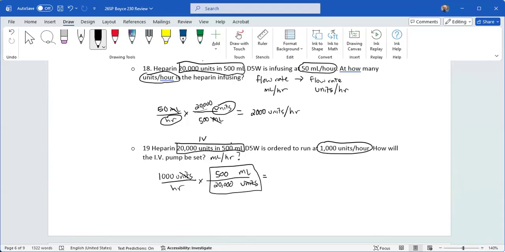All right, anyways, I'm going to take the 500 times 1,000 divided by 20,000. And I'm going to get a nice simple 25 mL per hour, which should make sense because if this was 2,000 units per hour here and it was 50 mL per hour, then if this is half, then this should also be half. So that also worked out.